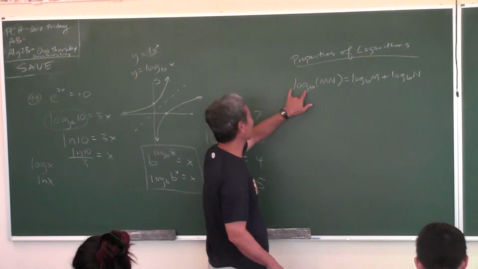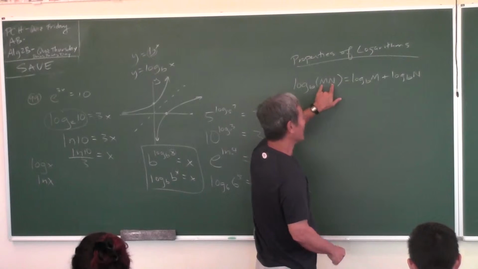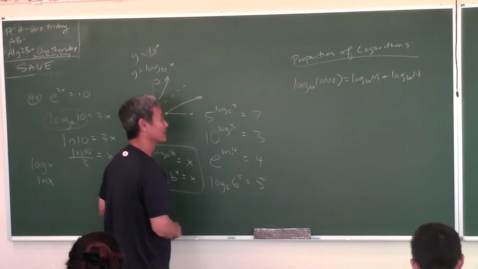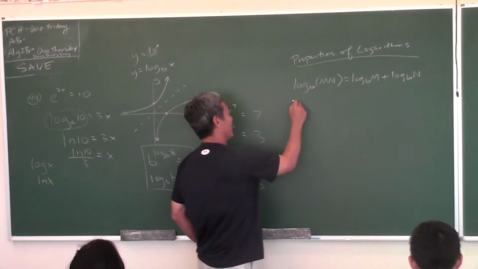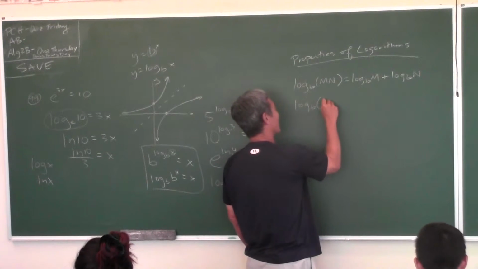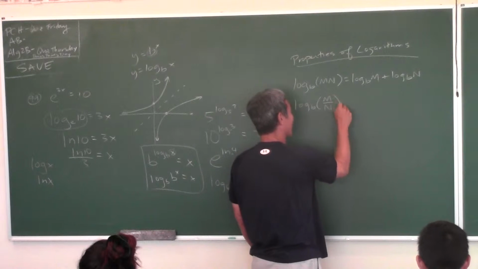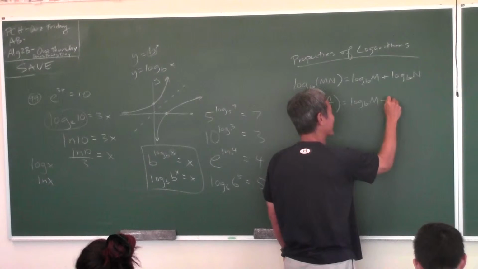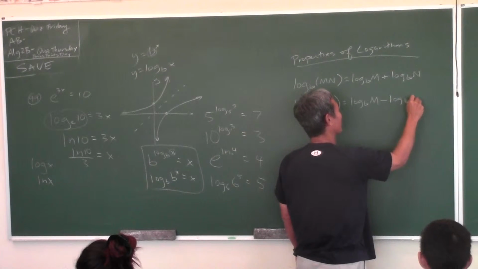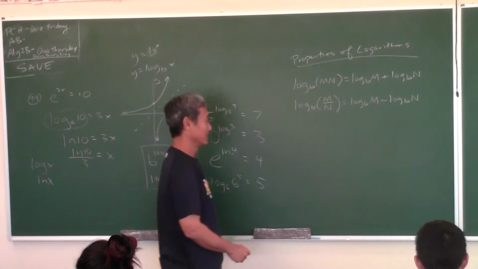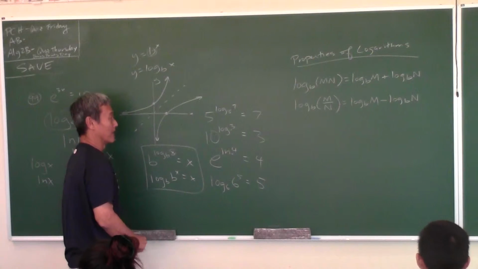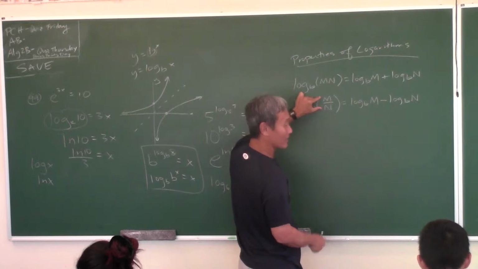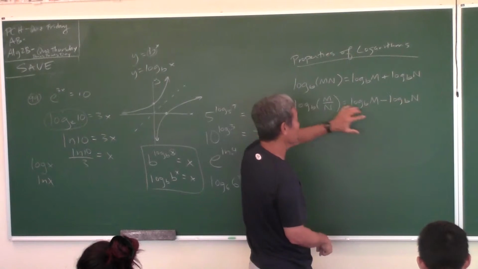So if you have a logarithm and two things are multiplied, you can just split it up into two things like that and make a sum out of it. Log base b of m divided by n is equal to log base b of m minus log base b of n. Okay, so when you multiply it, then it comes out as a sum. If it's divided, if the argument is a quotient of two things, then you subtract.